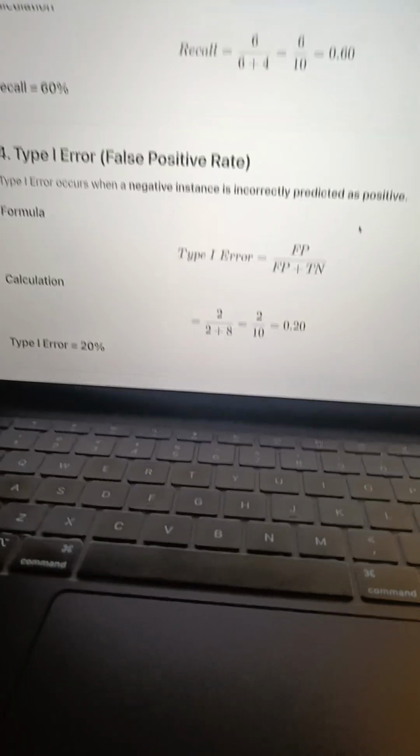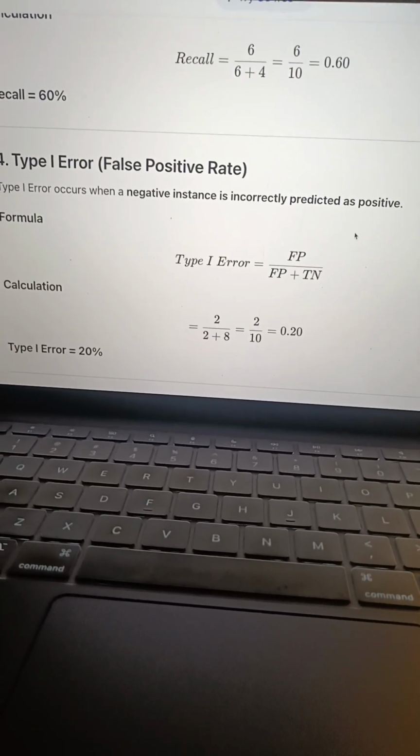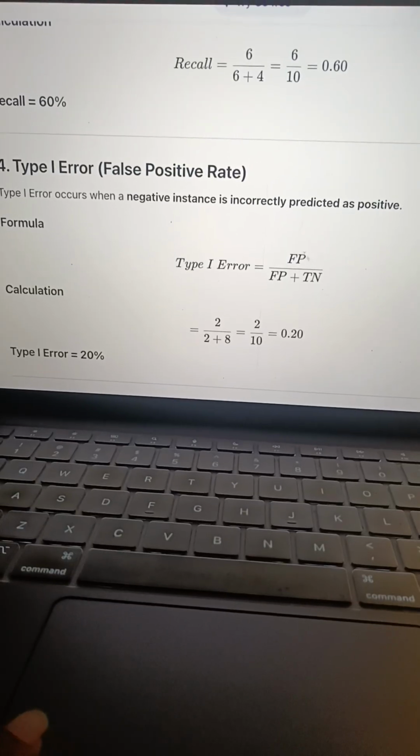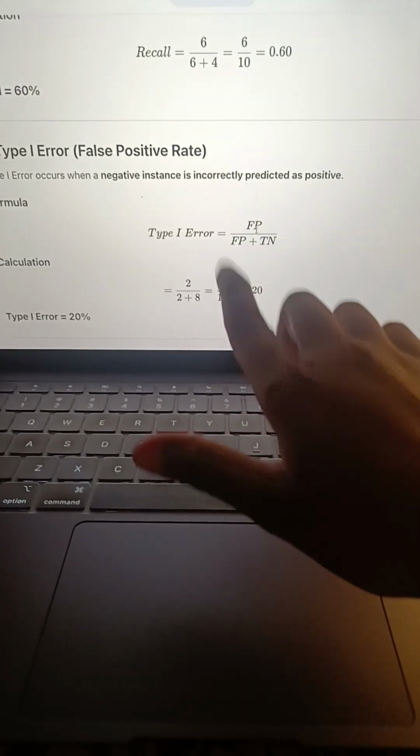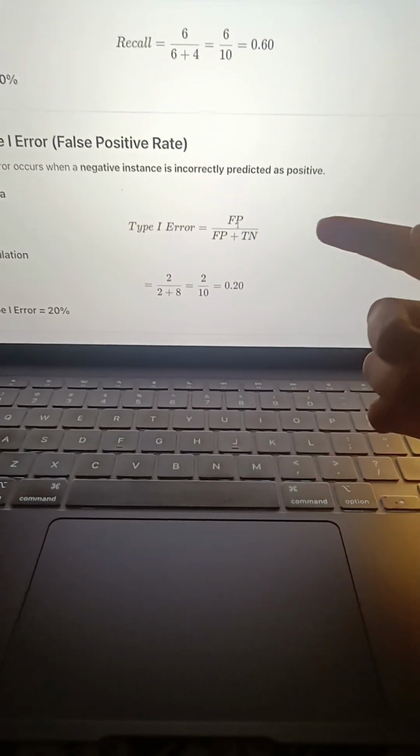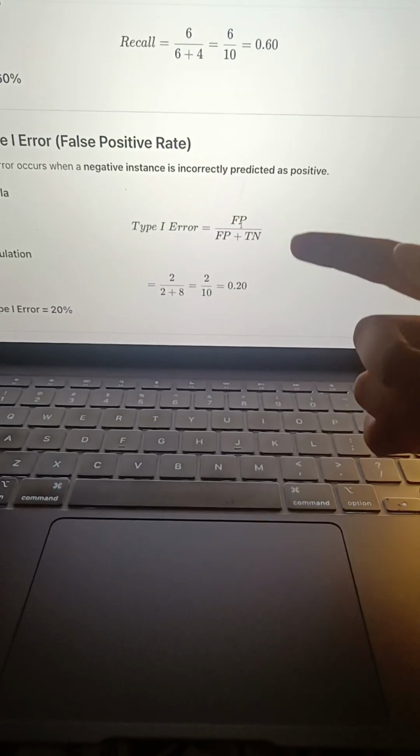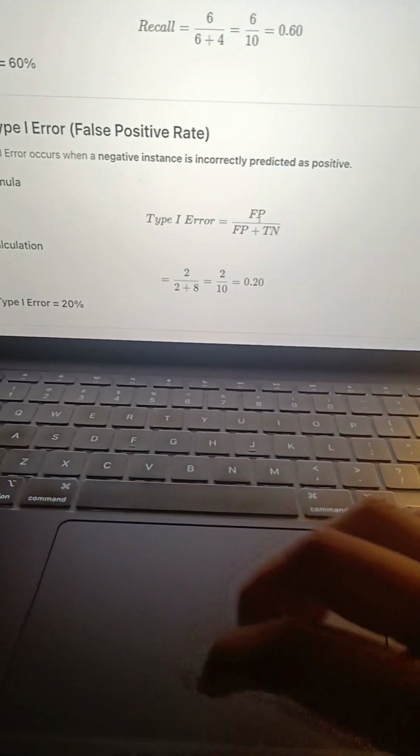Talking about the type 1 error, which is also called the false positive error, it occurs when a negative instance is incorrectly predicted as positive. Here you can see the formula: the type 1 error is calculated as false positive divided by false positive plus true negative.